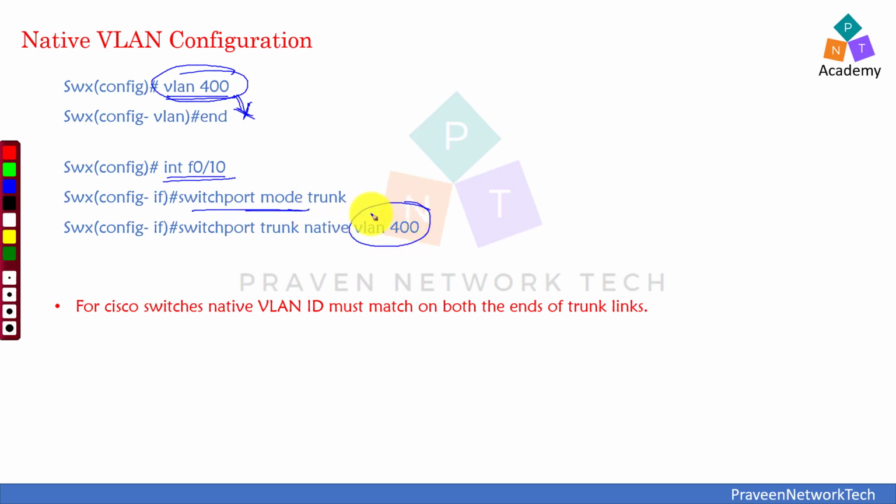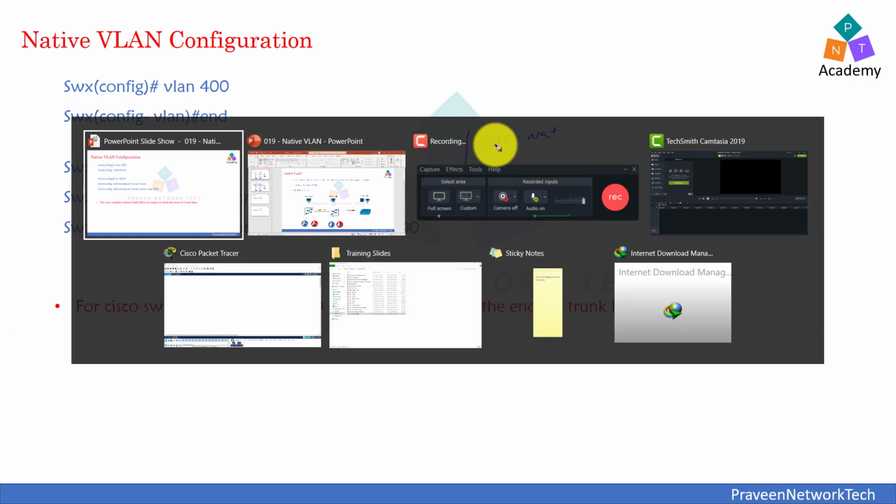Whenever you do this, you will get a warning message that the CDP native VLAN is mismatched, because in Cisco the native VLAN should match on both ends of the trunk link. If the native VLAN is mismatched, you will get an error message such as CDP native VLAN mismatch. Now let's go to the lab and see how to configure this native VLAN.